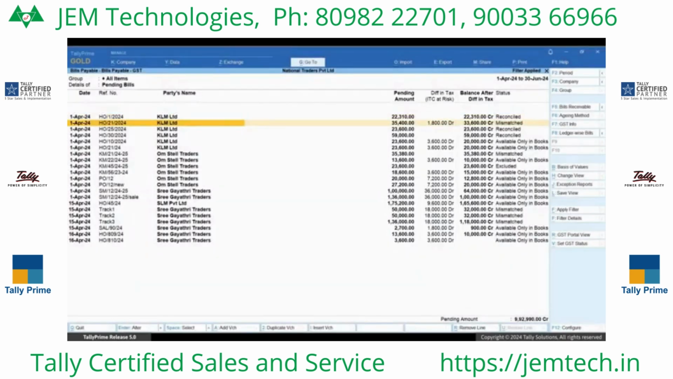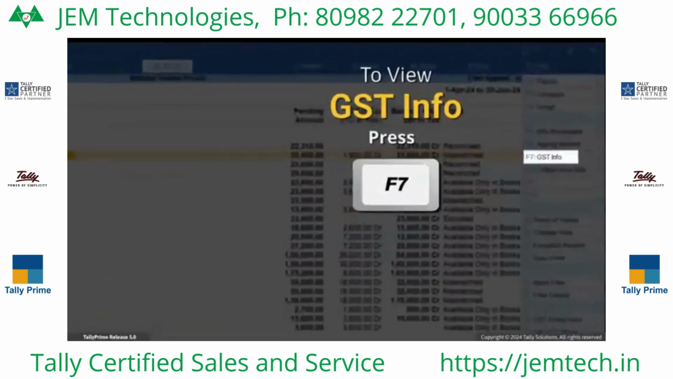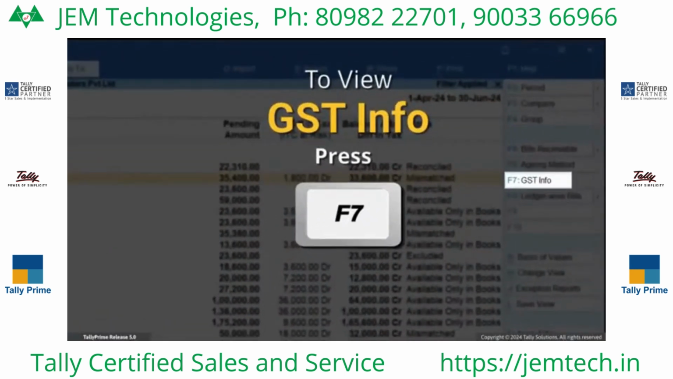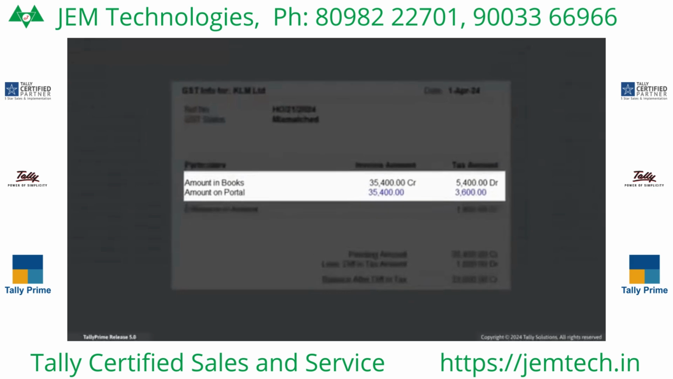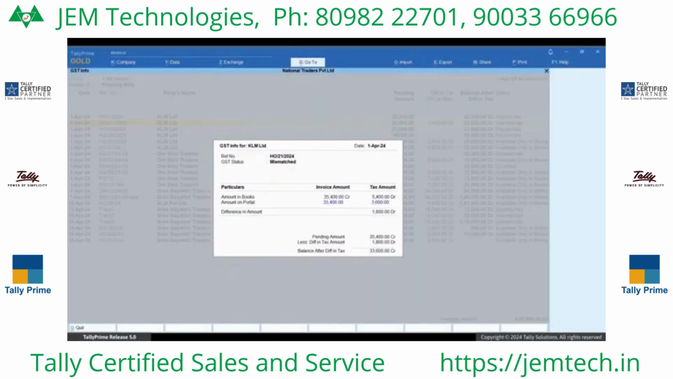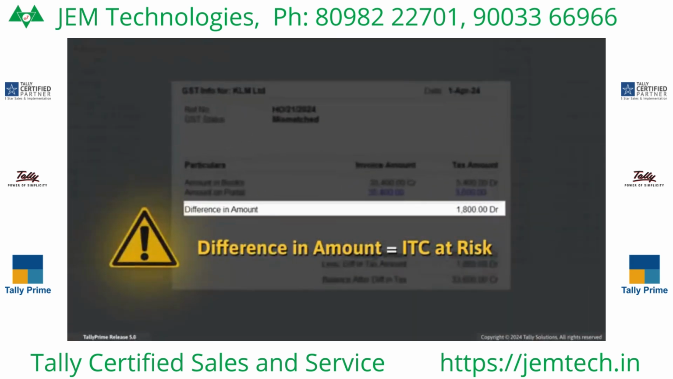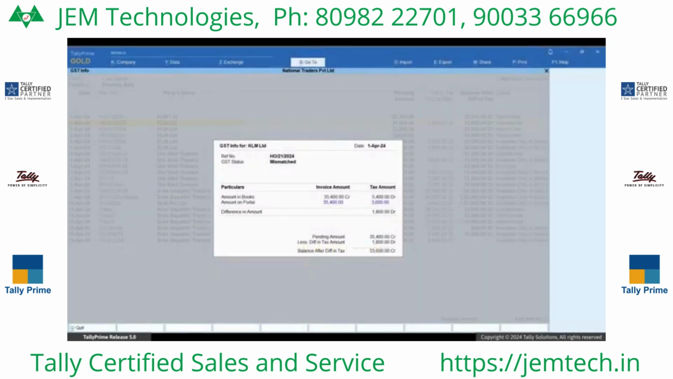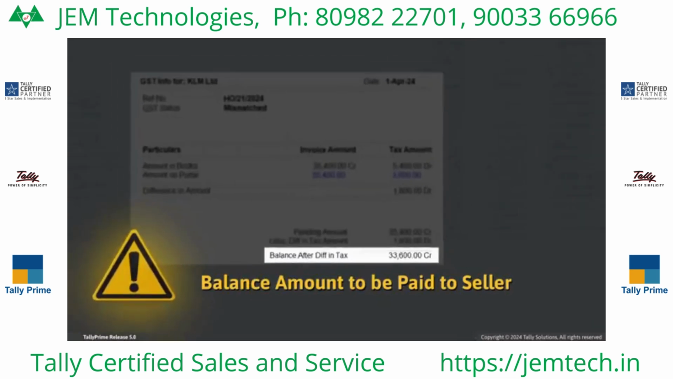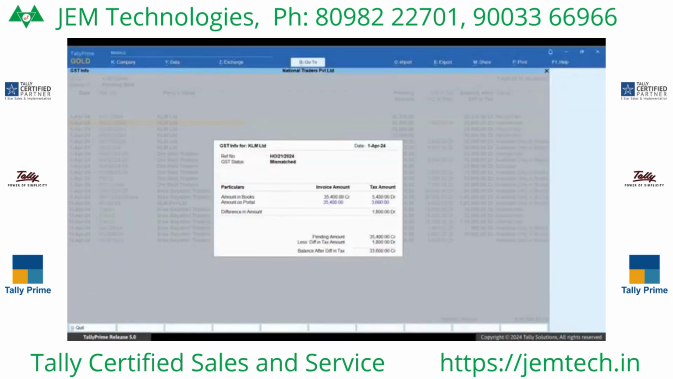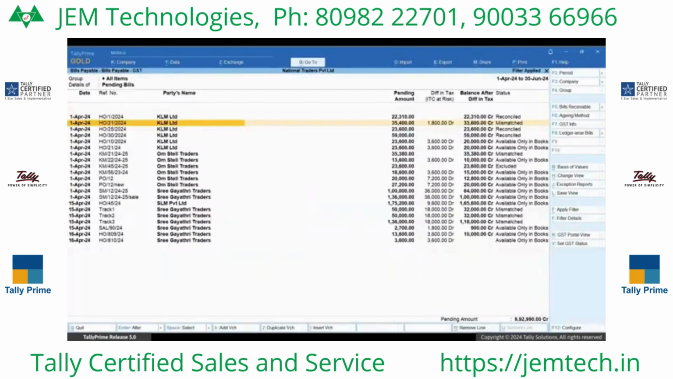Now, if you need to know how the difference in amount is calculated, then you can view GST info. Press F7. You get to know the amount in books and that on the GST portal. The difference in amount is considered as the ITC at risk. And you also get to know the balance amount to be paid to the seller after considering the ITC at risk. Press Escape to go back to the report.